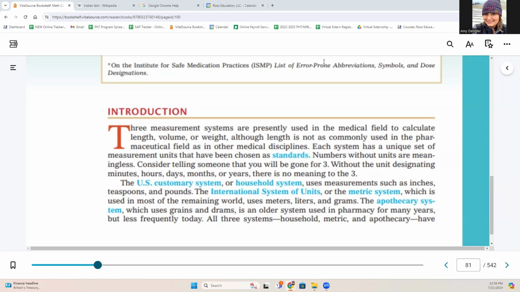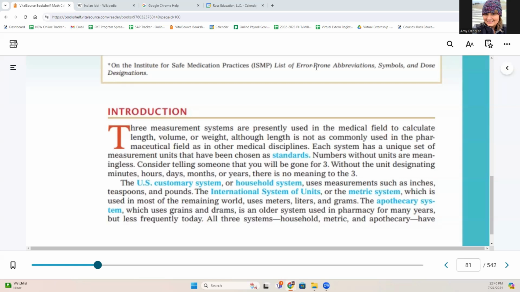Three measurement systems are presently used in the medical field to calculate length, volume, or weight, although length is not as commonly used in the pharmaceutical field as in other medical disciplines. Each system has a unique set of measurement units that have been chosen as standards. Numbers without units are meaningless. Consider telling someone that you'll be gone for 3. Without the unit designating minutes, hours, days, months, or years, there's no meaning to 3.